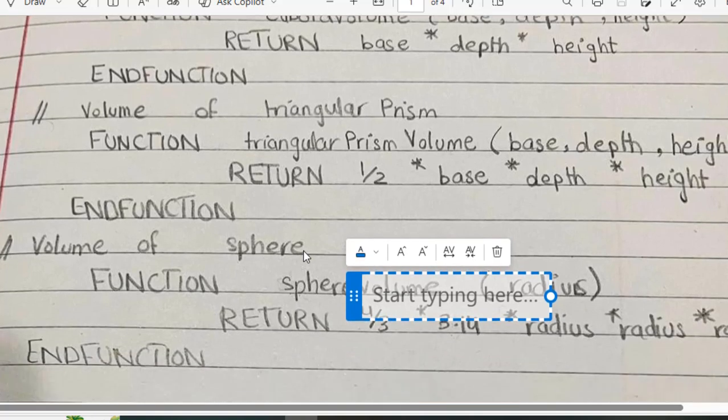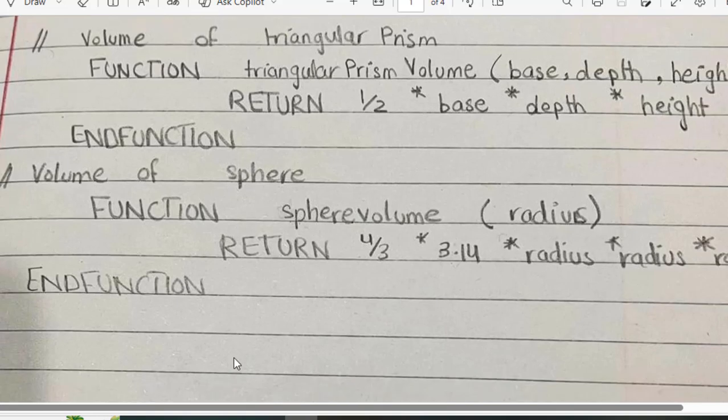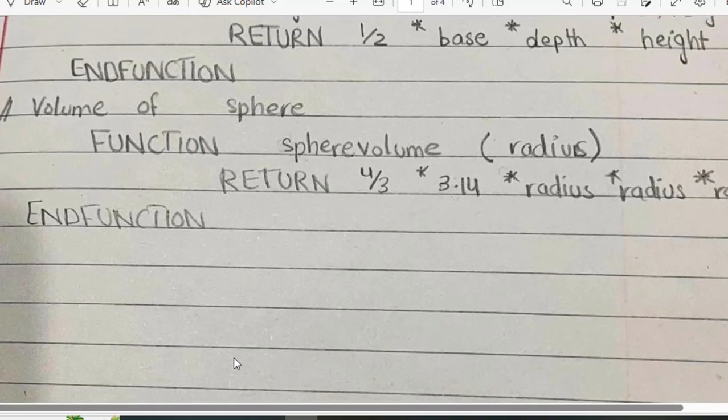The rest is good. Next is the volume of a sphere, which will help us to calculate the volume of a sphere, and we are taking the radius over here. Here is the formula: 4 divided by 3, multiplied by 3.14, and we will multiply the radius 3 times, and end function. Now how do we pass values to all these functions?